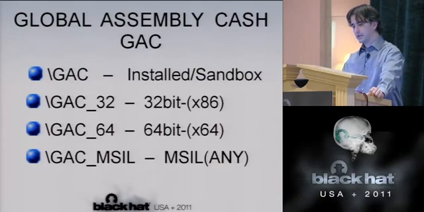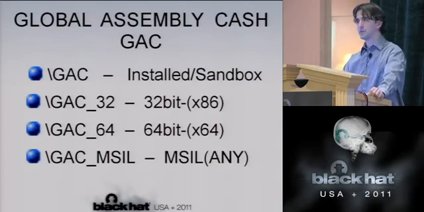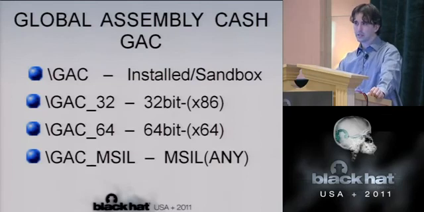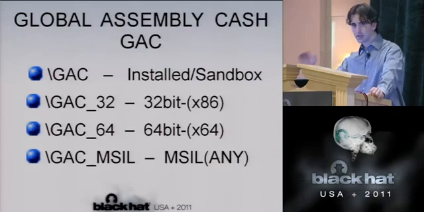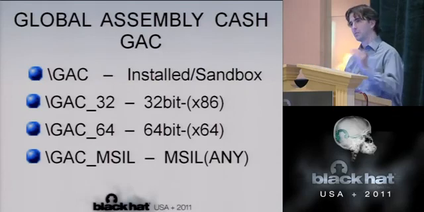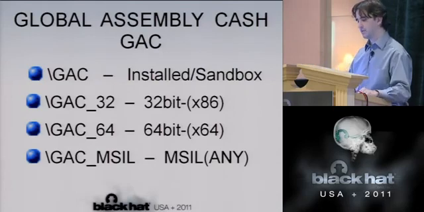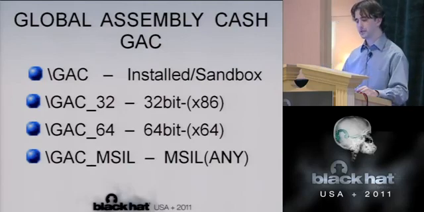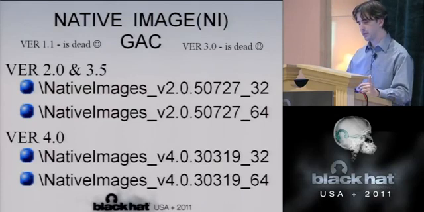This is what the GAC's made out of. In the GAC, you'll find your installed and sandbox stuff installed. You'll find GAC_32, which is applications that are compiled specifically for 32-bit, GAC_64, and GAC_MSIL. MSIL is the top-level .NET. Anything written in MSIL will compile down to run on any .NET platform. So when you're attacking your application, if it's 64-bit, you know where to find its DLL. And of course, you can just look at it from the process.